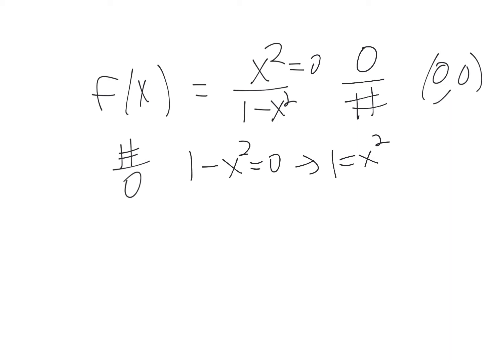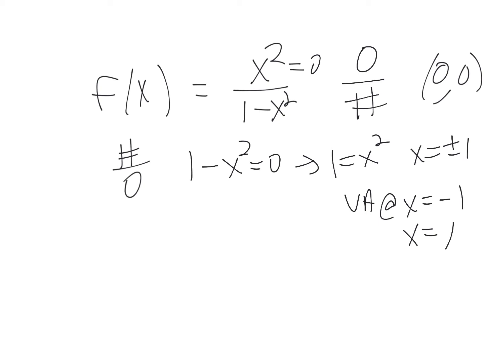So we'll take the square root. So I get x equals plus or minus 1. And so that tells me there's a VA at x equals -1. And there's also another VA at x equals, I mean, at x equals +1. And it crosses the x-axis at 0.